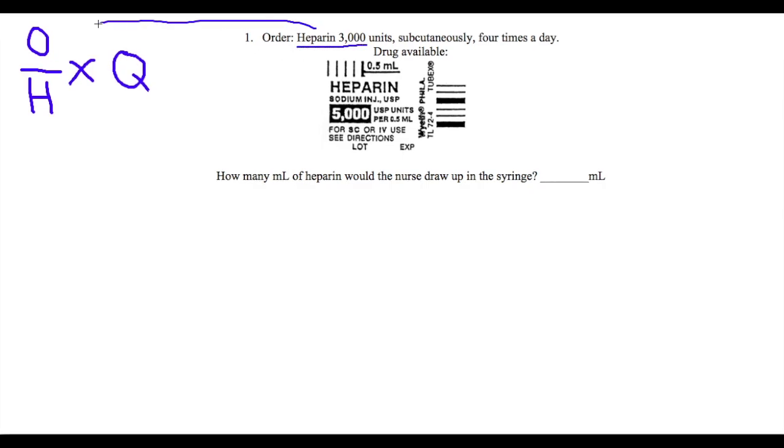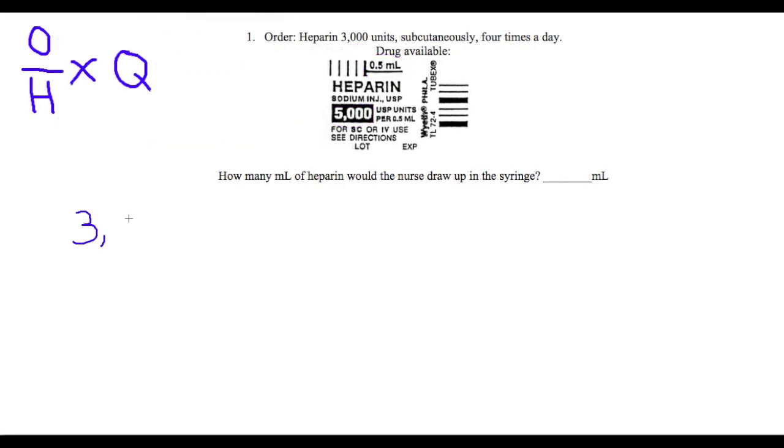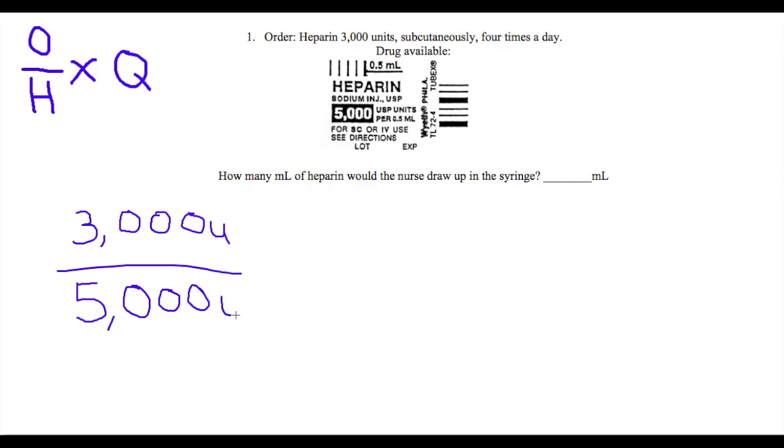Our ordered amount is 3,000 units. What we have available is 5,000 units, and that is in a concentration or quantity of 0.5 mils. Another way that you may see this is a volume of 0.5 mils. So that will translate to taking 3,000 ordered over 5,000 have and multiplying it by our quantity or volume of 0.5 mils.